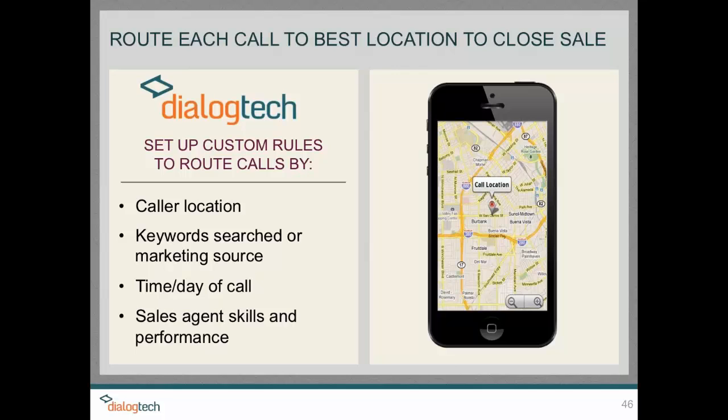You can set up rules to route differently based on the time and day of the call. For example, perhaps you have a call center that's open in the mornings on the East Coast and in the afternoons and evenings on the West Coast. You can automatically have calls routed based on the time of day and the day of the week that they're calling. And you can also route based on sales agent skill set, which is a really interesting idea because not every sales agent is as skilled at closing a sale.